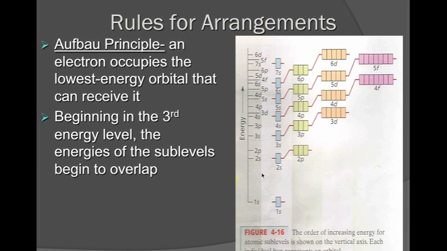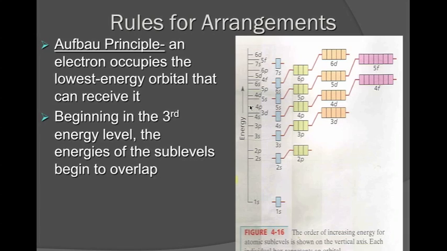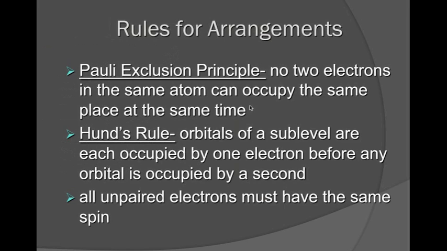Now, the rules for arranging electron configurations: the Aufbau principle says that an electron occupies the lowest energy orbital that can receive it. So we know that it's going to fill at the very bottom, and we're going to go up to the top. Beginning in the 3rd energy level, the sublevels get kind of mixed up. So we have to follow this order of filling, which we could see previously, for how we fill the sublevels, and as we go through it, we count it with our blocks. Okay, so we have to follow that rule because it'll fill the lowest energy level possible.